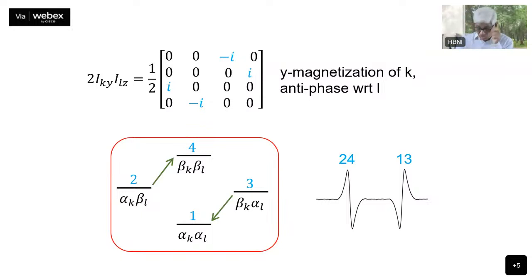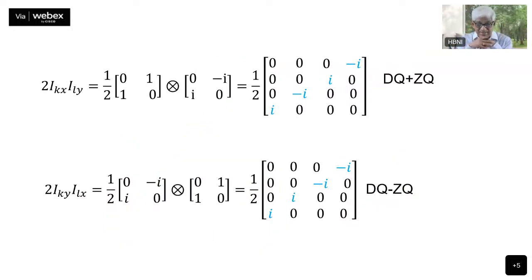Okay, so now let us look at things which are a little more complicated, not quite complicated; the same way we can treat them. Take the product 2 IKX ILY. What we do here is I take this as K, this is X: 0, 1, 1, 0, and this is Y: 0, minus i, i, 0, for L. So I take the same direct product once more. Once I take it, I get 0, 0, 0, minus i, 0, 0, i, 0, 0, minus i, 0, 0, i, 0, 0, 0.